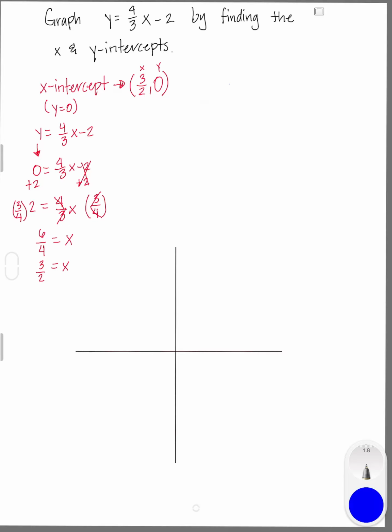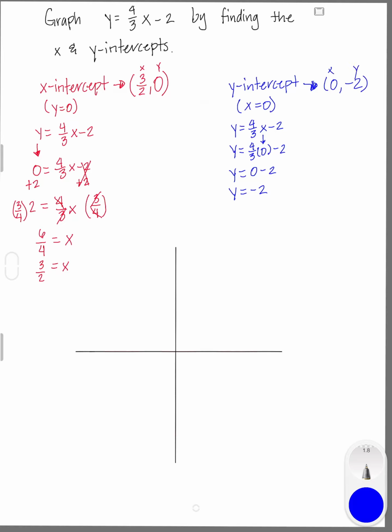Now let's go ahead and find the y-intercept. So it works the same way. Just instead of y being 0, now our x equals 0. So the y-intercept is where we cross the y-axis, right? So we're going to have y equals 4 over 3 x minus 2. But again, instead of x, we're going to plug in 0. So we end up with 4 over 3 times 0, which is 0, minus 2. So y equals negative 2. So our coordinate point is going to look like 0, comma negative 2, because our x was 0 and our y ended up being negative 2.